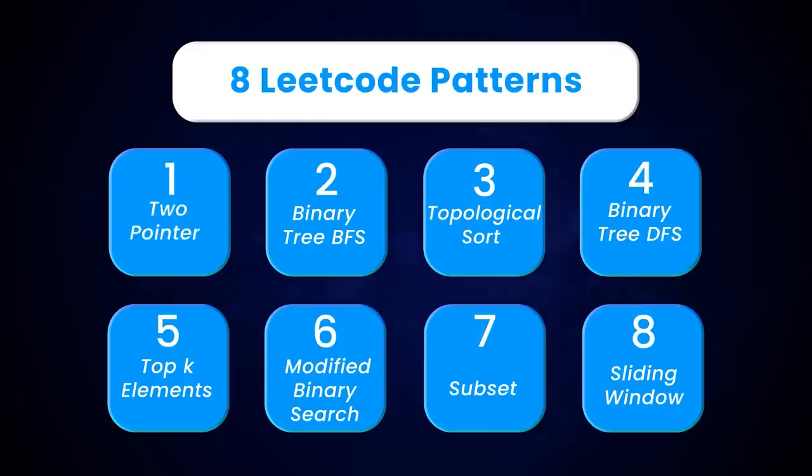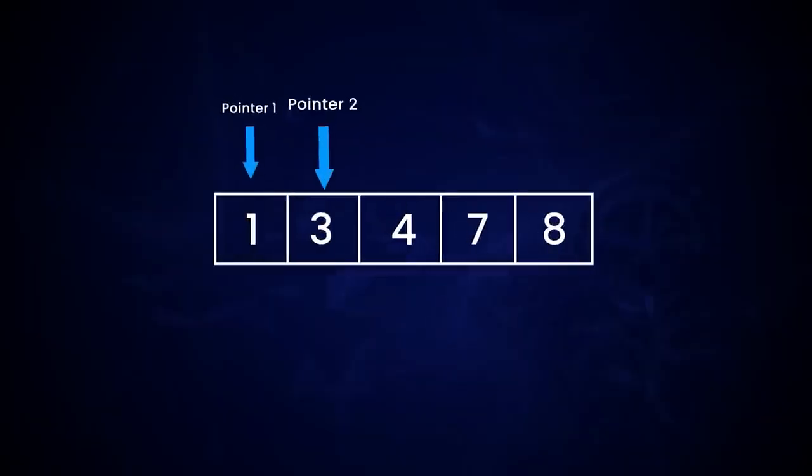Lastly, we have the two-pointer pattern. The two-pointer pattern is used to solve problems when you need to iterate through a sorted array. Taking a hint from the name itself, we'll be using 2 pointers in this pattern. Each pointer will keep track of an index in the array. By moving these pointers smartly, we can often solve the problem in a single pass, making the algorithm more efficient.